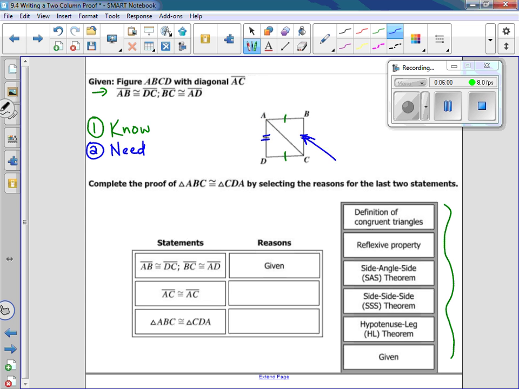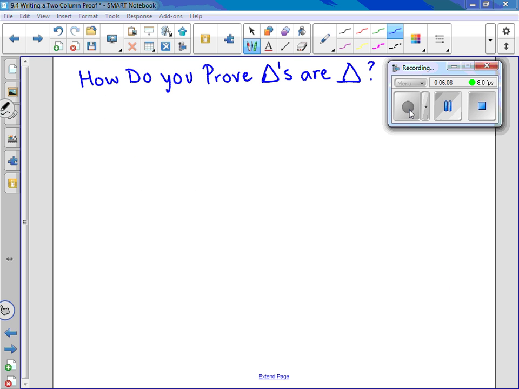Well, let's take a look at what they're asking us to prove. They're asking us to prove that triangles are congruent. Let's just pause here for a second. How do we prove triangles are congruent? Now, we did this in Unit 5. What I want is for this to be part of a review here as we get towards the SOL.